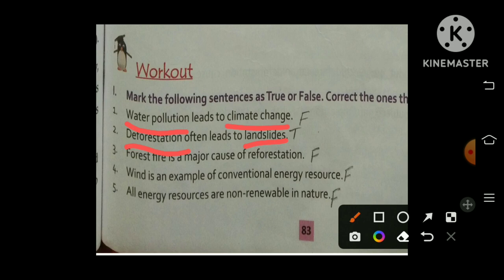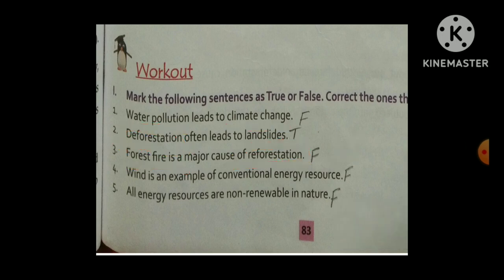It is true. Next is forest fire is a major cause of reforestation. That is false, because forest fire is a major cause of deforestation, and here it is given reforestation. Reforestation means planting of new trees, and deforestation means cutting down of trees. Okay, that is why it is false.